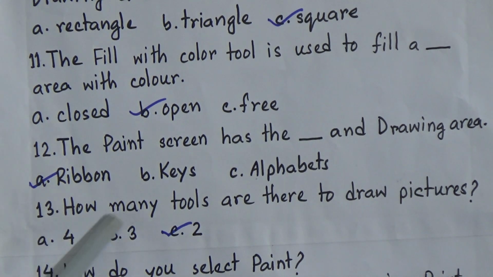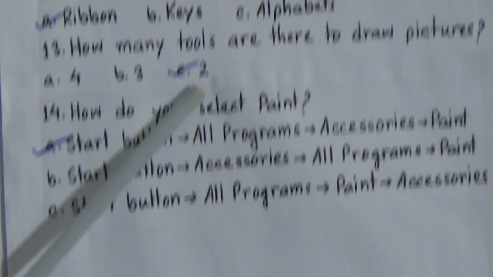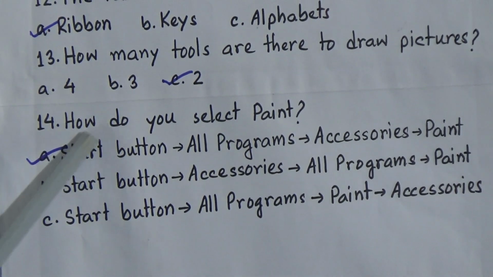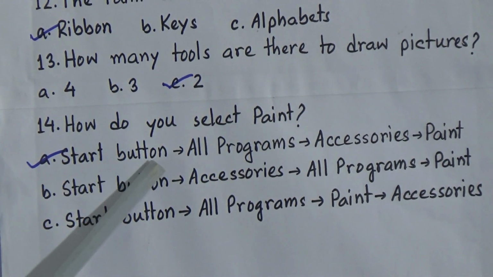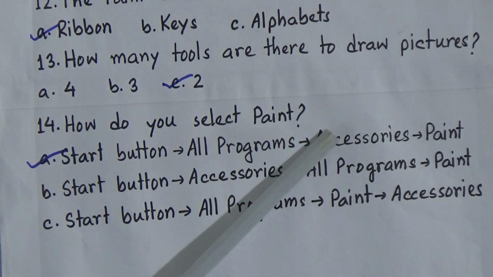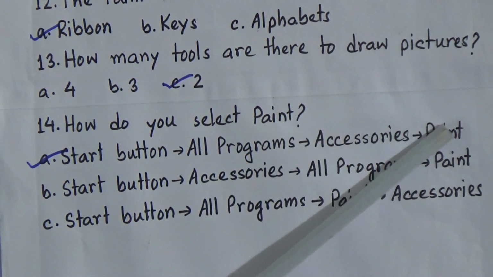Number 13, how many tools are there to draw pictures? Option C, that means 2 is correct answer. Number 14, how do you select paint? Option A is the correct answer, that means start button, then all programs, next we will press accessories and then we will find the paint program.